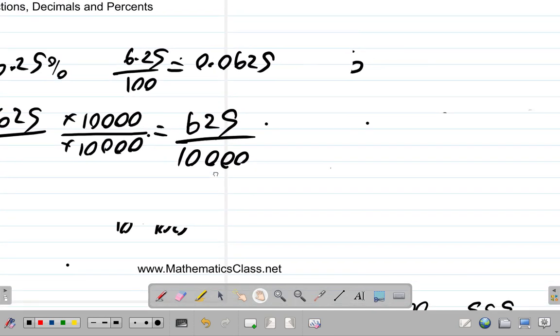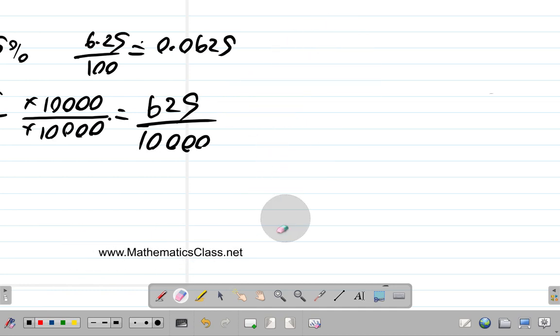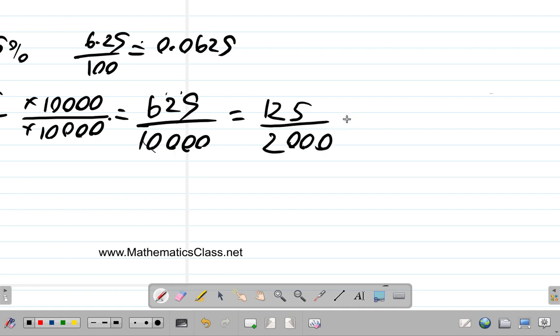We could try cancelling down without a calculator and see how it would go. 5 into 625, how much? 5 into 6 is 1, leave 1. 5 into 12 is 2, carry 2. 5 into 25 is 5, so 125. 5 into 10 is 2, and you have 3 zeros. 125 over 2000. We can cancel down with 5 again.